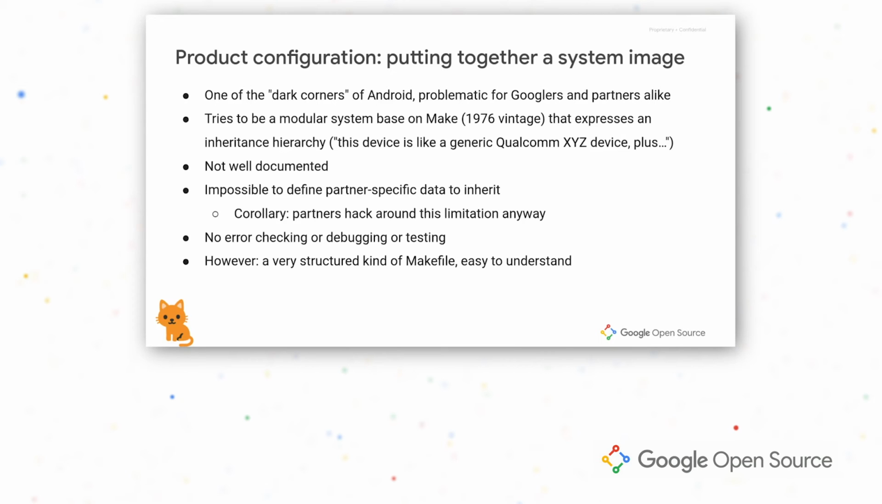It's a way to describe in a modular fashion what exactly needs to be part of a system image, and it's built on the 1976 vintage make build tool. The idea is to say things like, I want to build this device, and this device should have an AOSP image, but with this Android app in addition, and with a few parts removed.